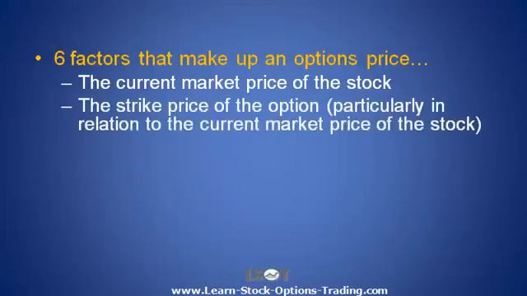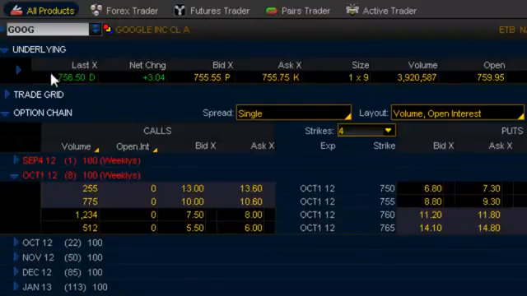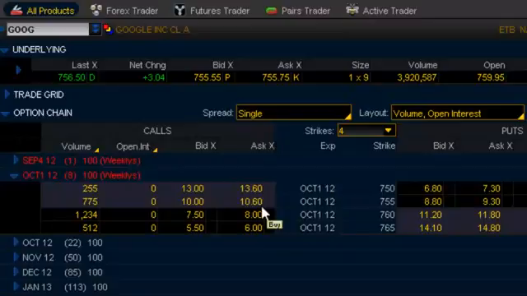The next factor that makes up an option's price or option value is the strike price of the option. This is particularly in relation to the current market price of the stock. For instance, we have Google pulled up here trading at 756. You have the strikes here, which are also called the exercise prices. You have something called in, at, and out of the money, which we won't go into in this video. We've covered it in depth in other videos. But essentially, out of the money options will generally be cheaper, in the money options will be more expensive, and at the money will be sort of a middle road.